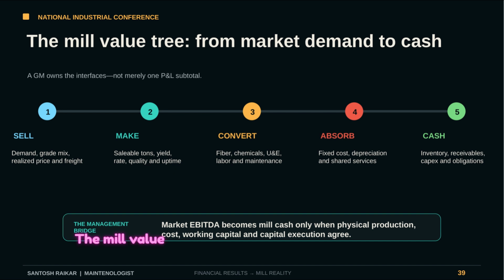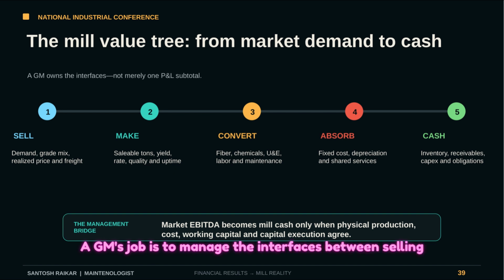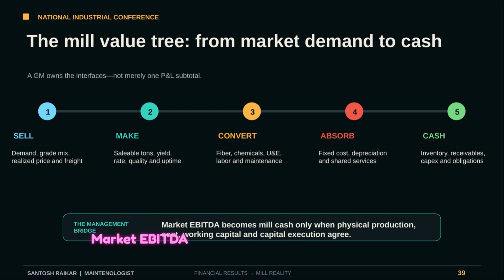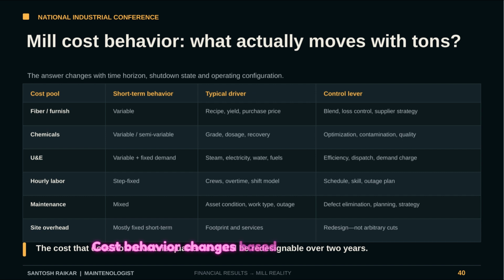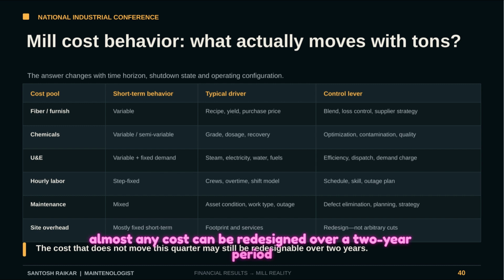The mill value tree shows how market demand becomes cash. A GM's job is to manage the interfaces between selling, making, and converting. Market EBITDA only turns into cash if the physical execution is disciplined. Cost behavior changes based on your time horizon. While fiber and chemicals are variable, site overhead is fixed in the short term. However, almost any cost can be redesigned over a 2-year period.